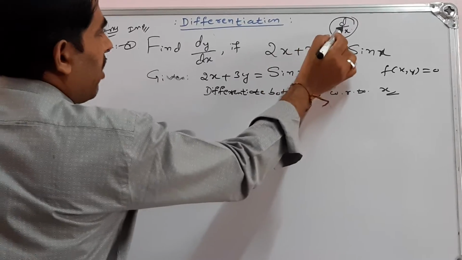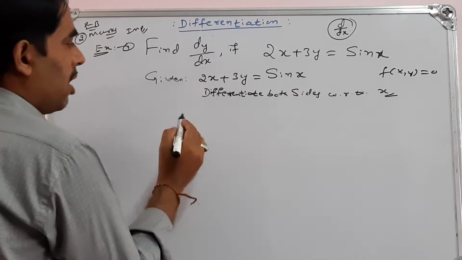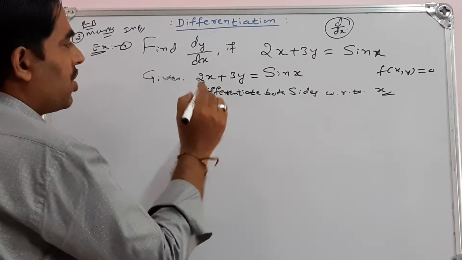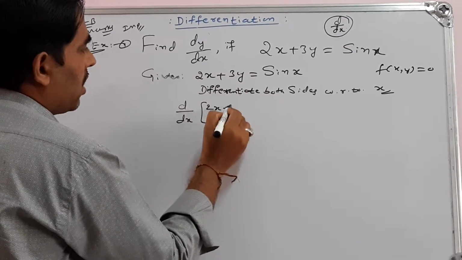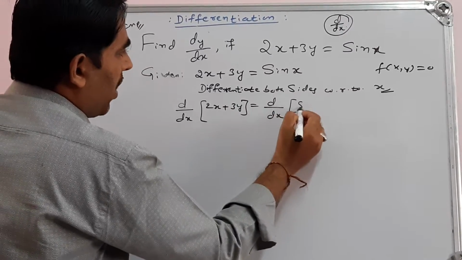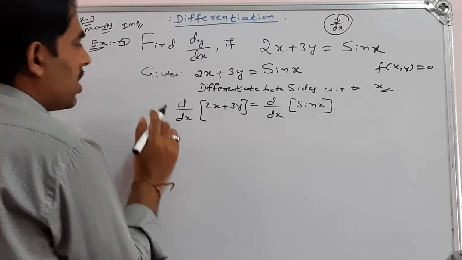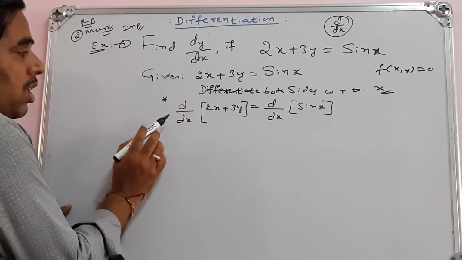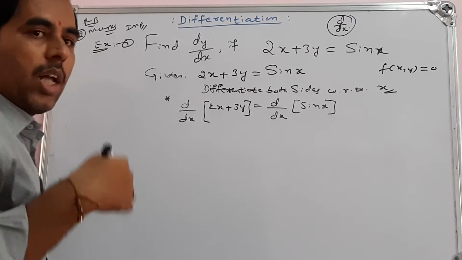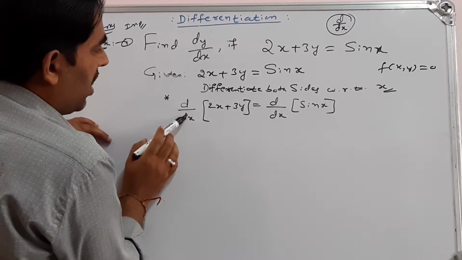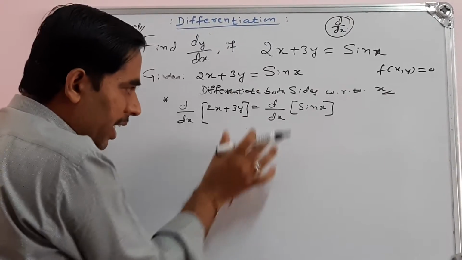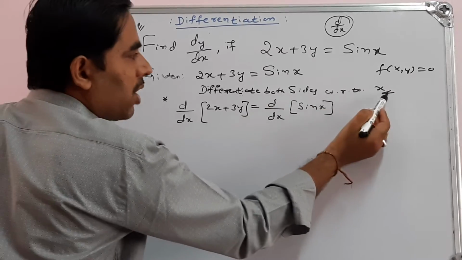On the left hand side I will operate d by dx, and on the right hand side I will operate d by dx. That means I am going to differentiate both sides. So that is d by dx of 2x plus 3y on the left hand side, and the derivative operator on sin x on the right hand side. You have to remember this step, though we don't usually write it. We will skip this step in the next problem. Here, d by dx means I am operating d by dx on every term and writing the derivatives.